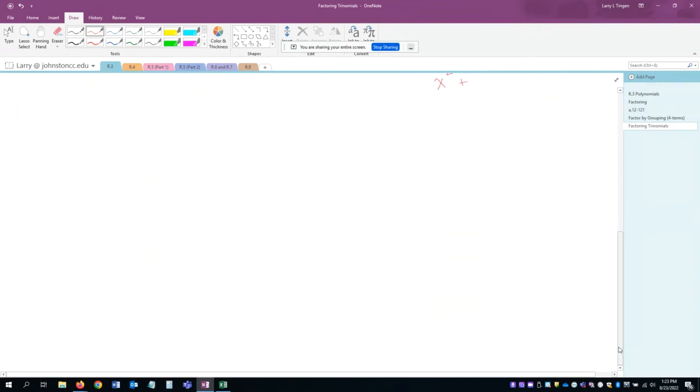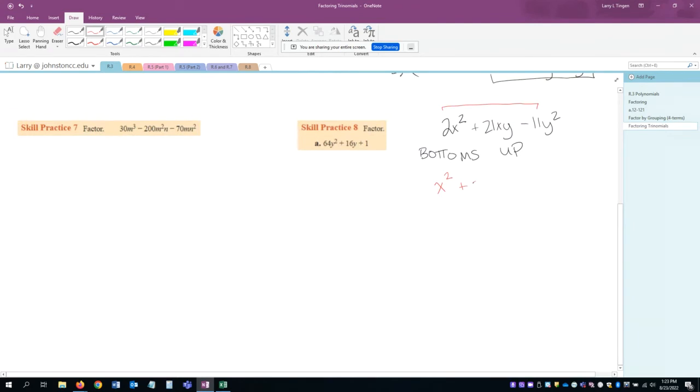And now I have x squared. The middle term is not affected. And 2 times negative 11 is negative 22y squared. Now, if this is factorable, if you can break this trinomial up, this resulting trinomial will factor. Does it? Yes, it does. Two numbers that multiply to negative 22 and add to positive 21. Well, they are what? Positive 22y and negative 1y.